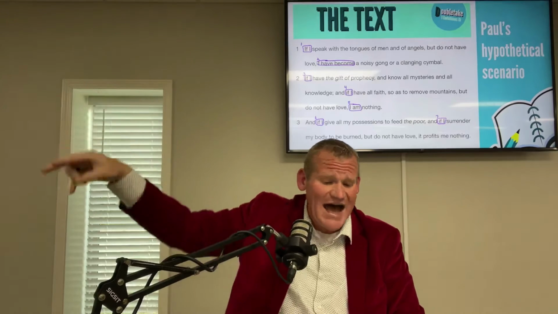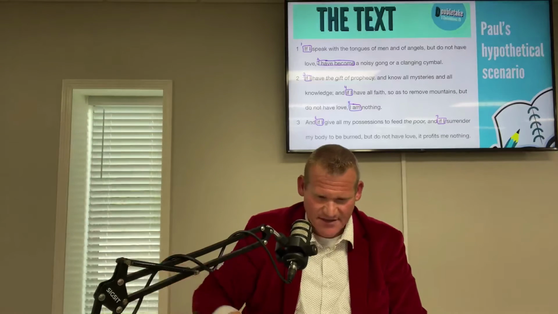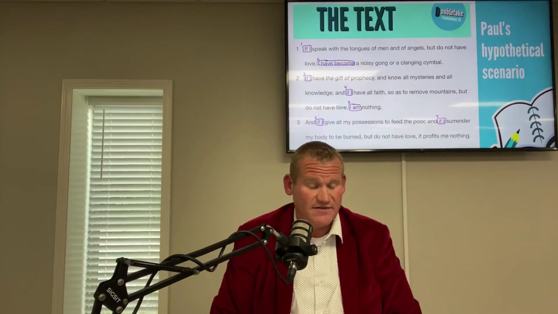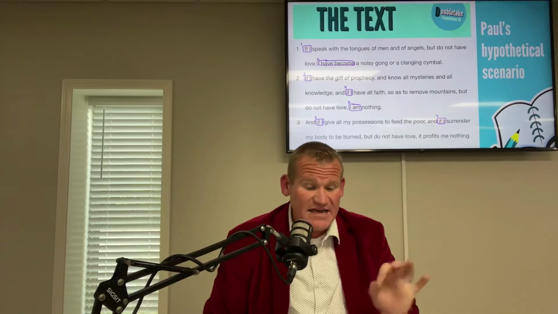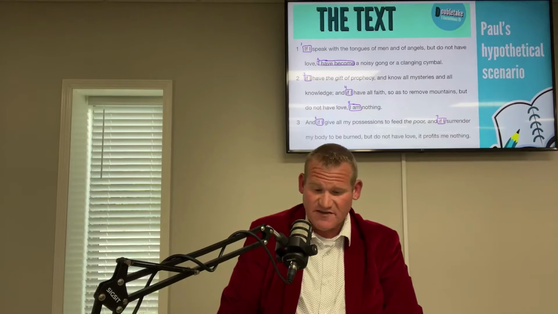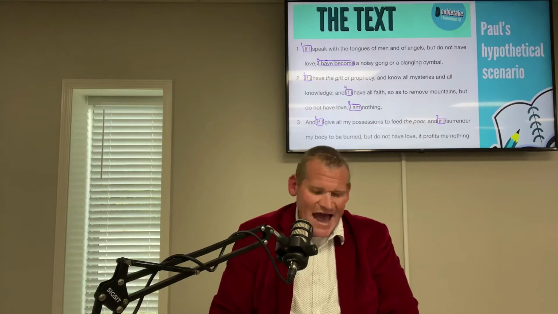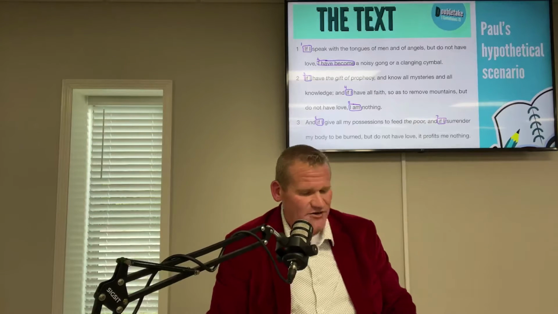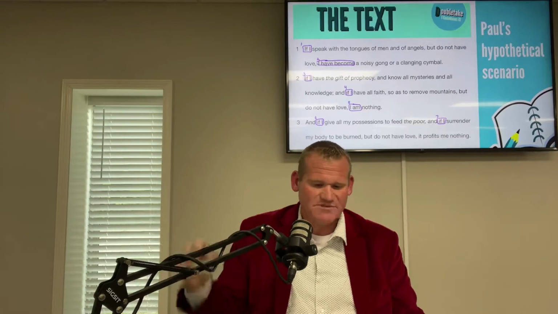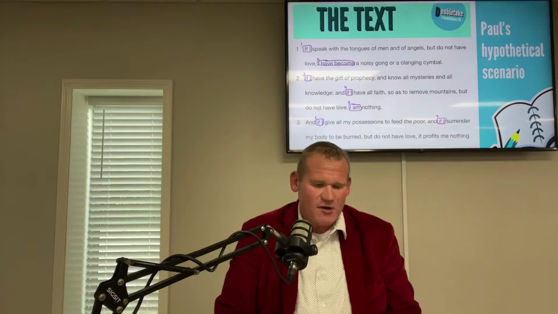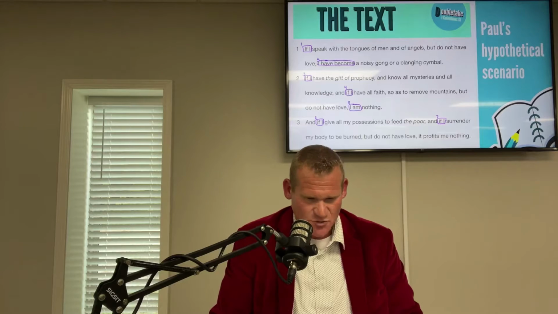And then verse 2, if I have the gift of prophecy and know all mysteries and all knowledge, and if I have all faith as to remove mountains, but do not have love, I am nothing. I am nothing. And if I give all my possessions to feed the poor, and if I surrender my body to be burned. So anyway, I think it's really interesting to see those kinds of patterns. I want you to take that pen out and circle those 7 times right there in your text, just to help you see the point that Paul is making with this hypothetical situation.